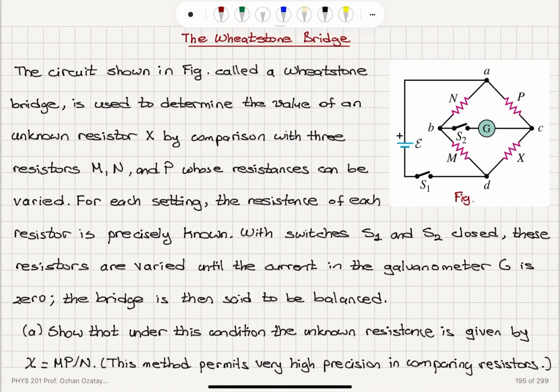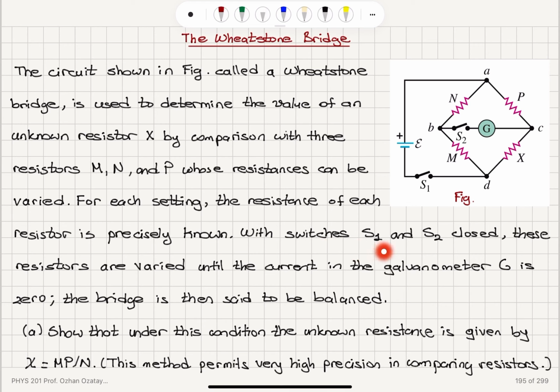The Wheatstone Bridge. The circuit shown in the figure, called a Wheatstone bridge, is used to determine the value of an unknown resistor X by comparison with three resistors capital M, capital N, and capital P, whose resistances can be varied. For each setting, the resistance of each resistor is precisely known.